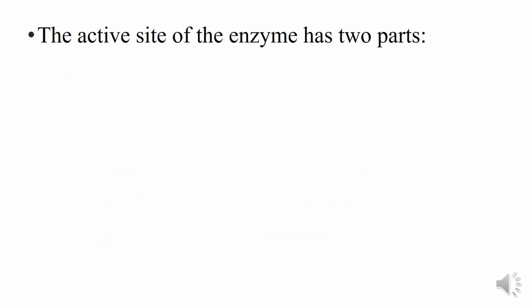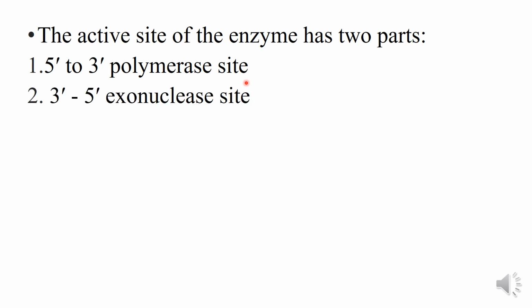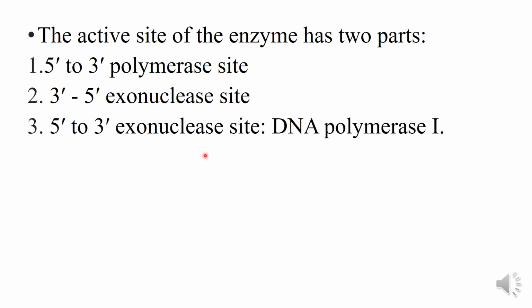The active site of the enzyme has two parts. The first is the 5' to 3' polymerase activity at the polymerase site. Second is the 3' to 5' exonuclease site, and in some polymerases there is 5' to 3' exonuclease site. Example of such DNA polymerase is DNA polymerase 1.